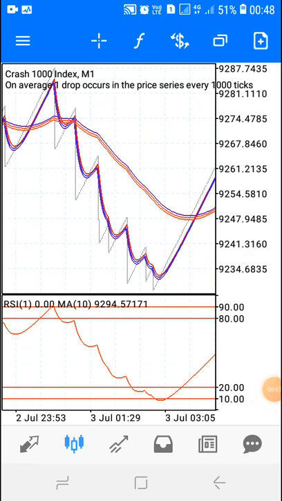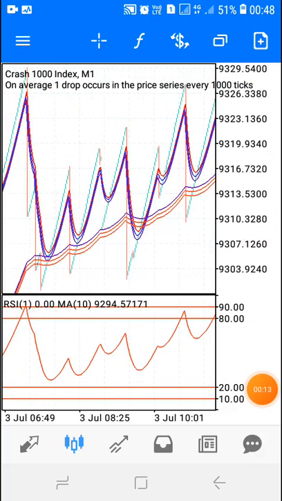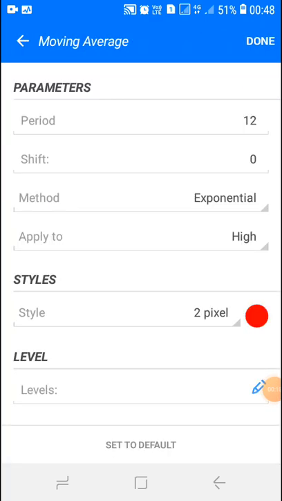Okay guys, so in today's video I'm going to show you a cool strategy that you can use. So what do we need for this strategy? The first thing we need is basically a 12 moving average. Your parameters should be like this: period 12, shift 0, method exponential, apply to high, style 2 pixel, red.